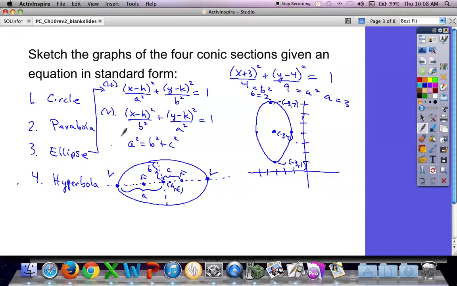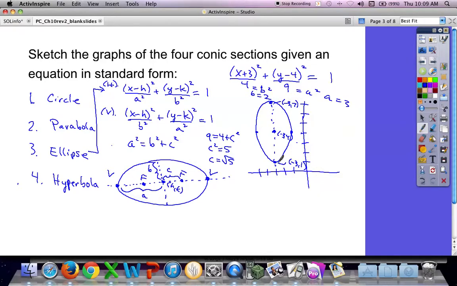We use this equation right here, right? So a squared is 9 and b squared is 4. So plug in for the a squared and b squared. Solve for c squared. And c squared is 5, which means c is the square root of 5. So we would know that along the major axis, which is vertical, we would go up the square root of 5 and down the square root of 5 to find the foci.